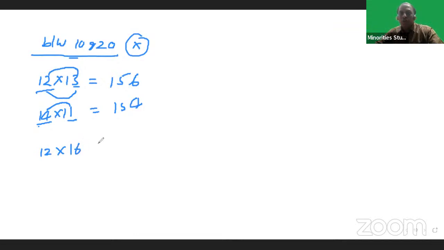12 into 16. First find the product of the two unit digits. 2 into 6 is 12. Write 2 and carry 1. Next, first number plus unit digit in the second number. 12 plus 6 is 18. 18 plus 1 is 19.